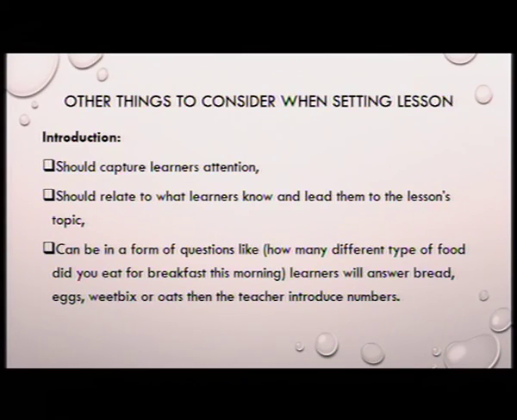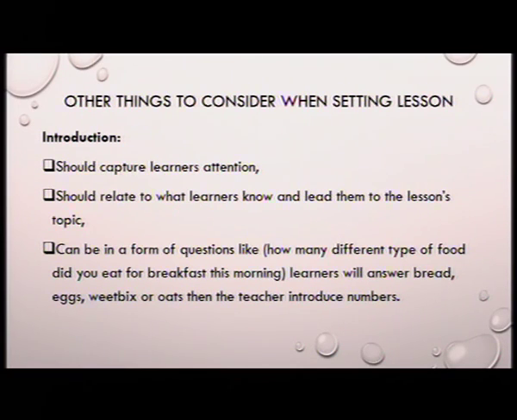You can also have it in a form of a question like, how many different types of food did you eat for breakfast this morning? Learners will answer bread, eggs, Weet-Bix, or oats. Then the teacher introduces numbers, for example. Or you can ask, for example, which team, especially the boys, they like soccer. You can ask them which team won yesterday, maybe Brave Warriors or whatever, and you ask them by how much. And then when they give you the score, you can introduce numbers.